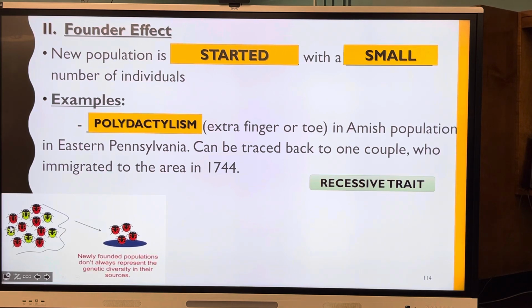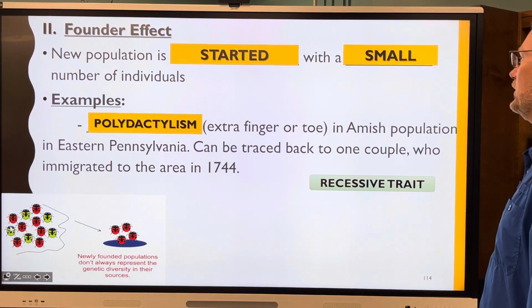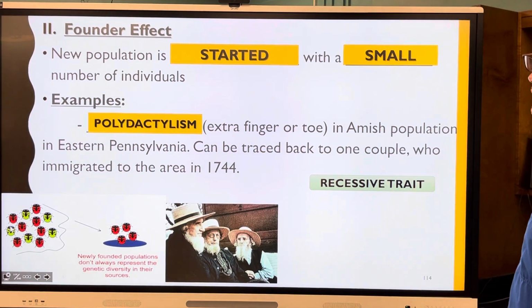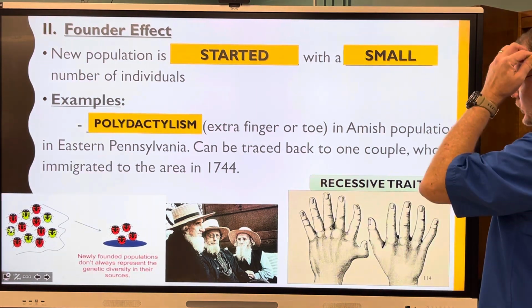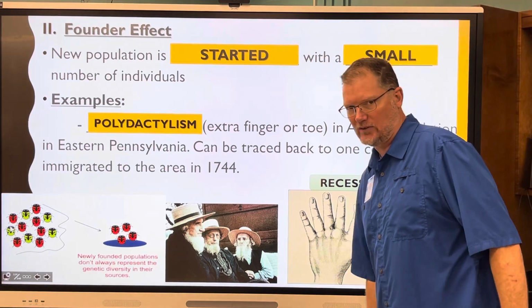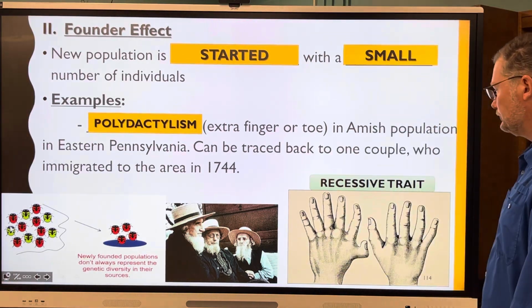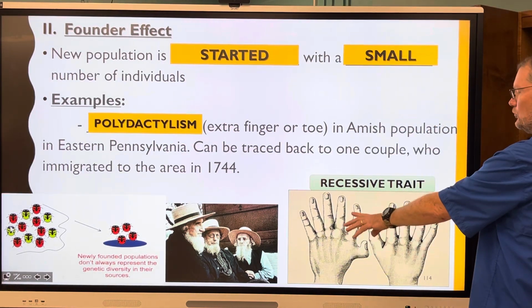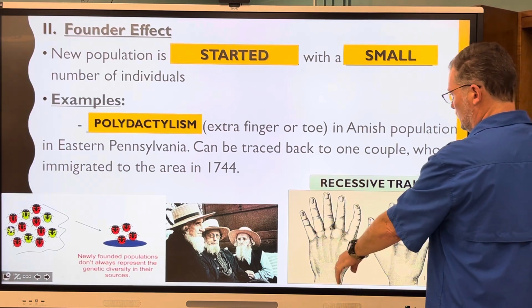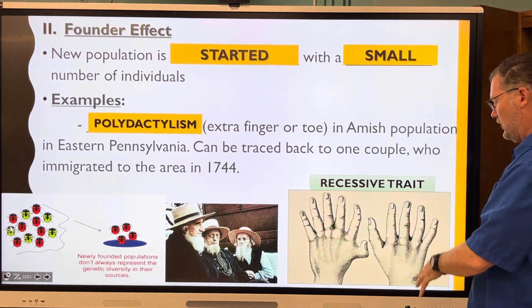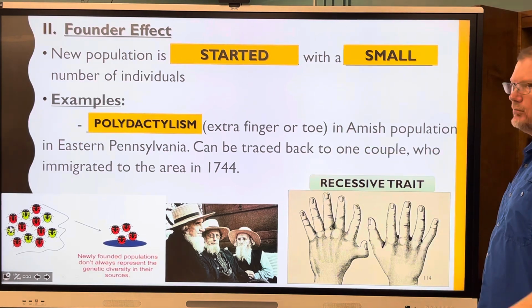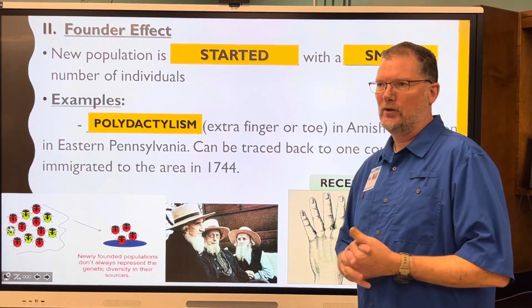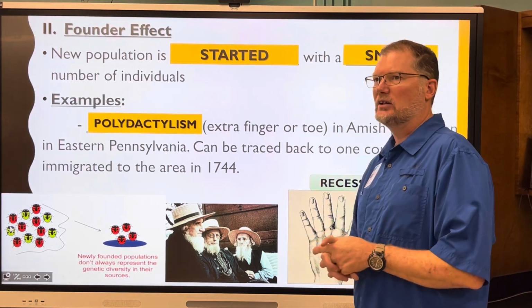Polydactylism, extra finger or toe, in the Amish population in eastern Pennsylvania can be traced back to one couple who immigrated to the area in 1744. No, that is not the couple. There were no photographs in 1744. Polydactylism could look like this. This is a very bad picture. I don't even know why. Maybe that's a picture from the story. But modern polydactylism is not as uncommon as you would think.